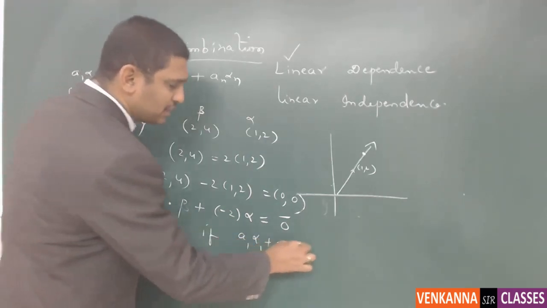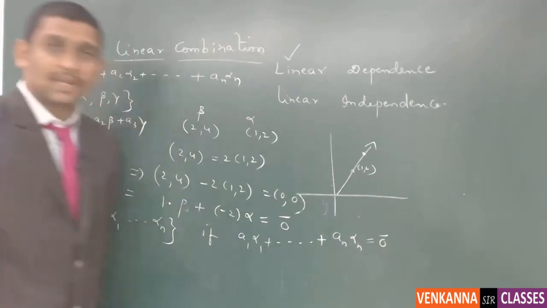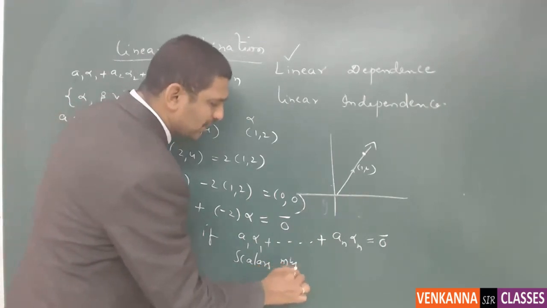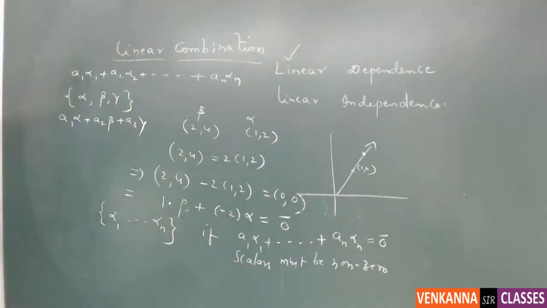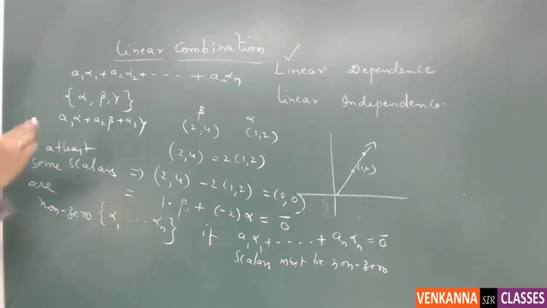whenever you take a linear combination whose result is 0, then the scalars must be non-zero. That is, at least some scalars are non-zero. Clear? So what is the definition of linear dependence?